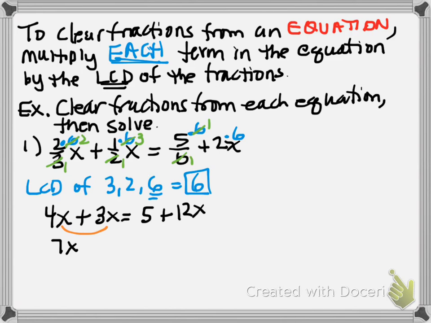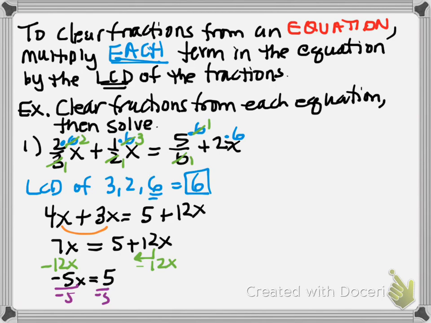And I get 7x equals 5 plus 12x. And remember, we want to take our variables to the left. So we're going to subtract 12x from both sides. And we end up with negative 5x equals 5. And then we're going to do the opposite of multiplying by negative 5, which is dividing by negative 5. And we get an answer of x equals negative 1. Okay? And that's my solution.